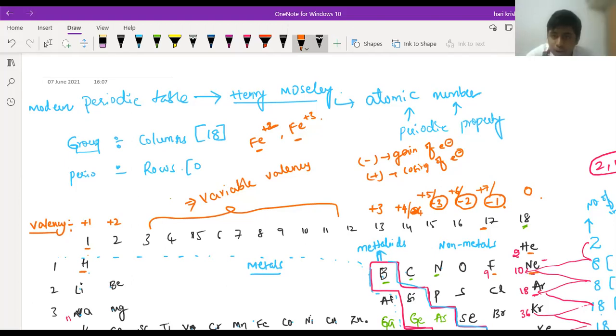So why do they have a variable valency? Because the outermost electrons will be different always. D orbitals come into the picture. Whenever there are shared electron pairs or unpaired electrons, this comes into effect. Paired and unpaired electrons, spin momentum and quantum numbers are involved. That is a completely different concept. Once we finish all the topics, we'll discuss that in the last.